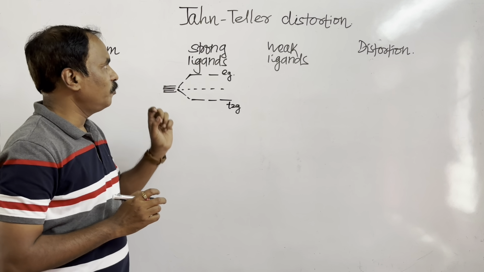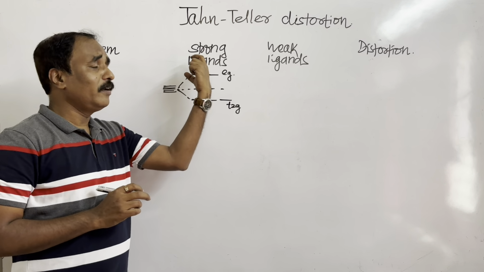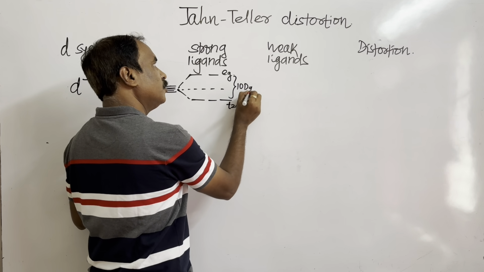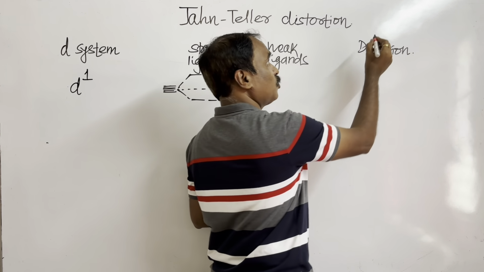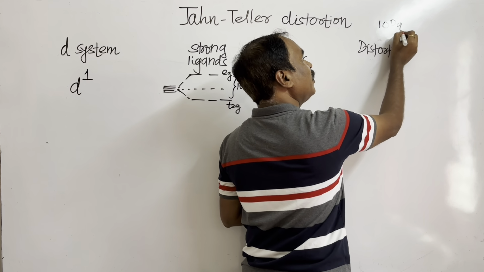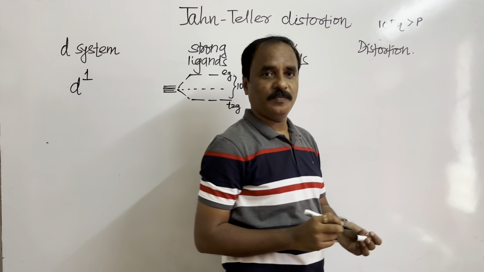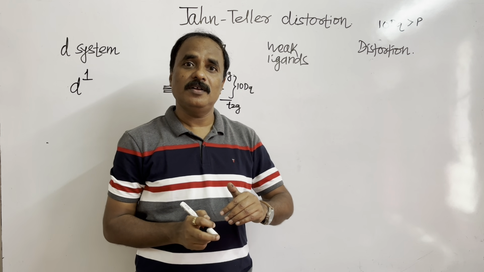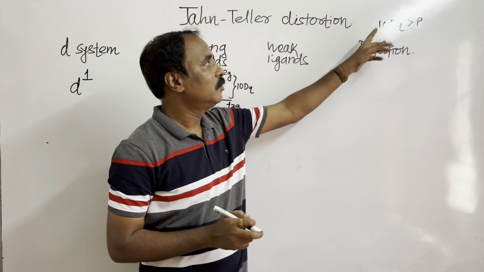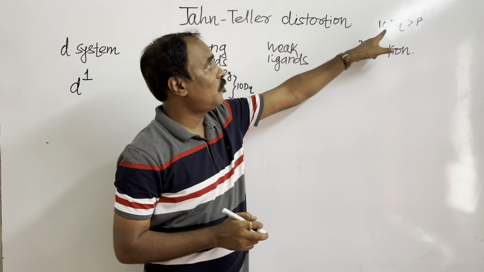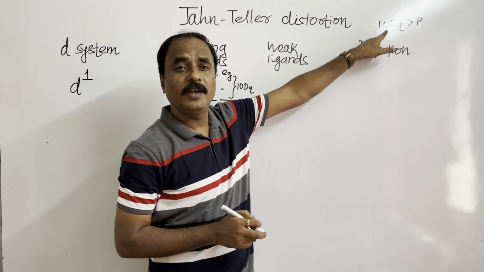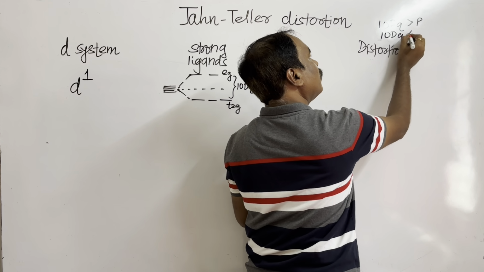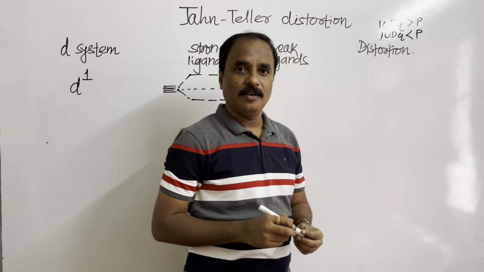Now only one electron is there. After splitting of the d atomic orbitals, this distance is 10Dq. We know that in case of strong ligands, 10Dq is greater than the pairing energy P. In case of weak ligands, exactly the opposite, 10Dq is less than the pairing energy. So we'll see one by one.